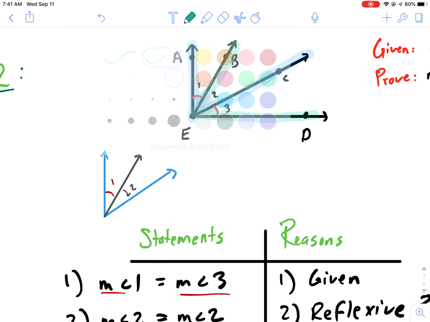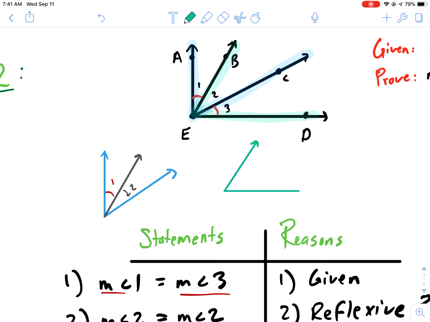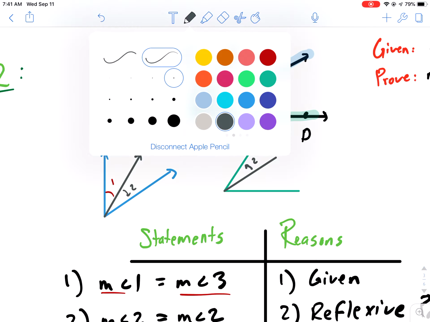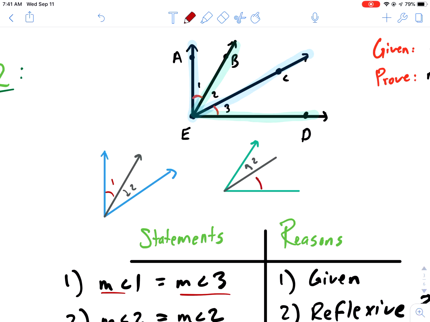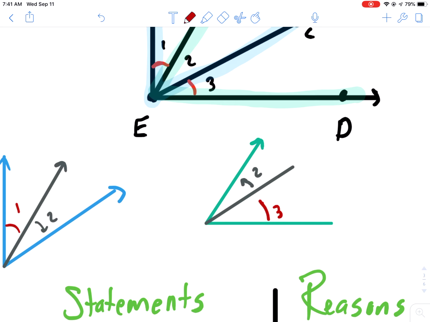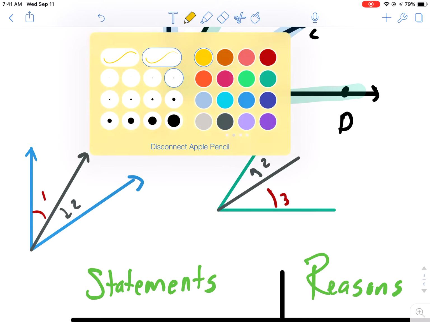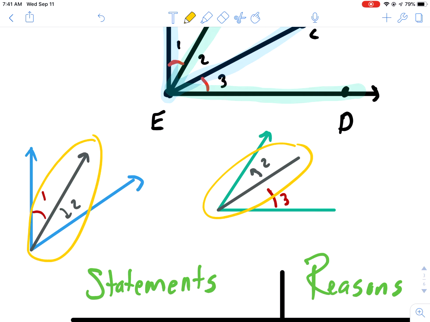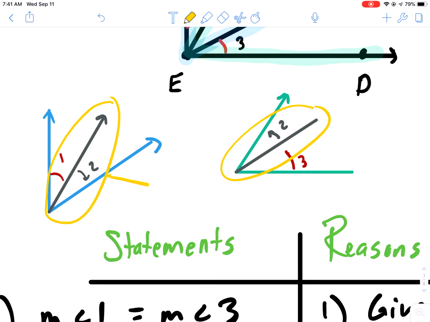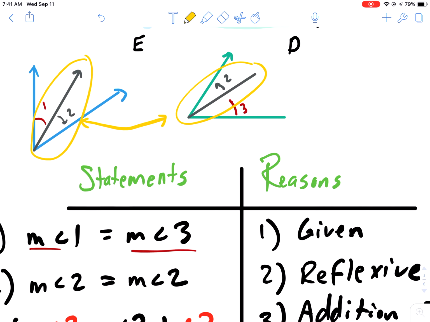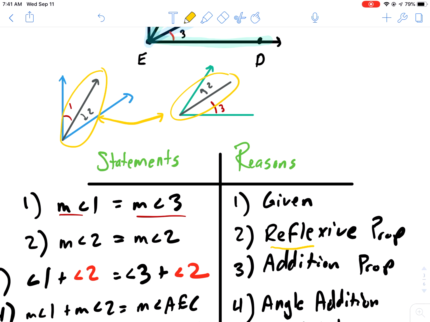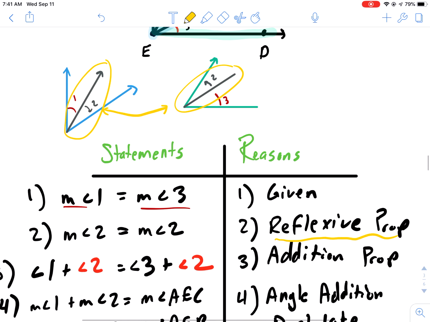Now, what if I draw DEB? So here's DEB. So again, I'm going to draw the little divider where angle 2 is. This time angle 2 is located here, angle 3 is located here. But still, there's an angle 2 inside both of these. As you can see, there's angle 2 and there's angle 2. Now, in order for us to compare the two, we need to know that they're equal, and they are in fact equal, using the reflexive property. So that's why we need the reflexive property.